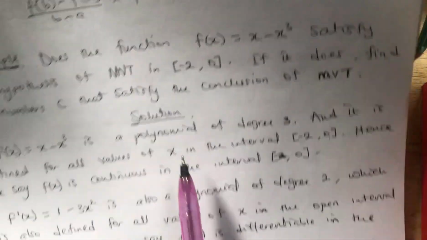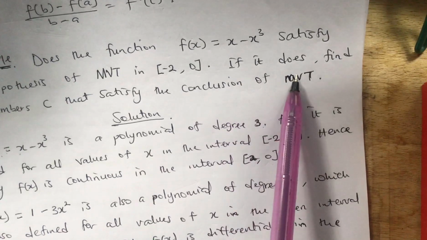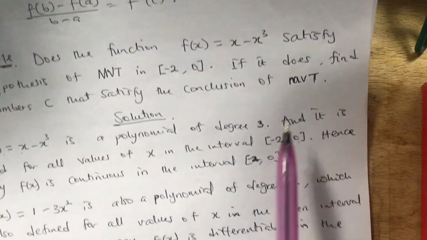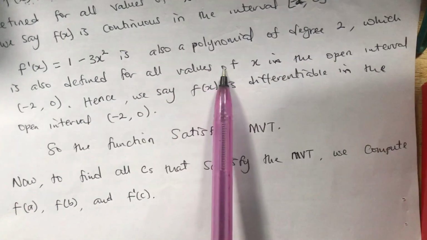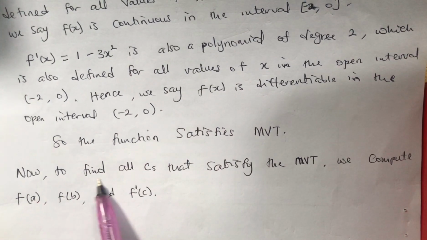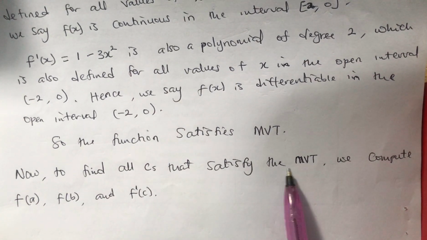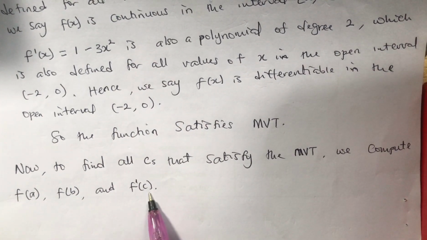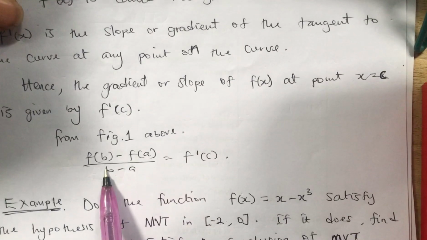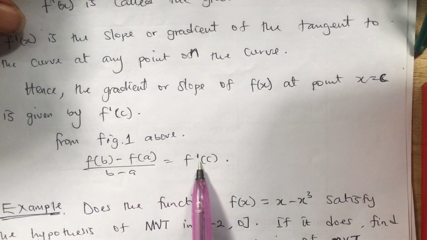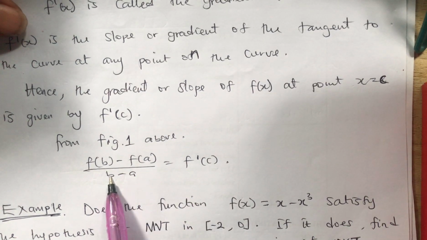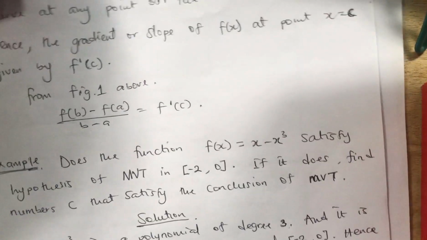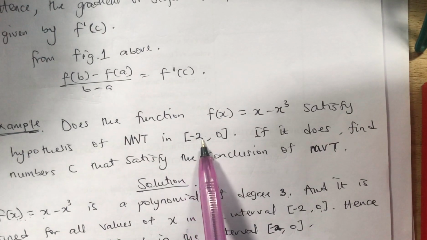We are asked to find that C now, because the question says if it does, find all numbers C that satisfy the conclusion of MVT. So now we move into finding the C. To find all C's that satisfy the mean value theorem, we need to compute f of A, f of B, and f prime of C. We already know our B and A, because B and A represent the interval given to us.